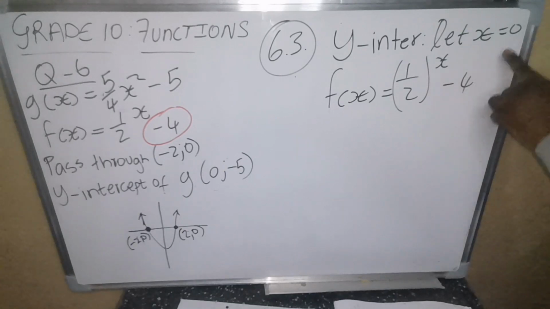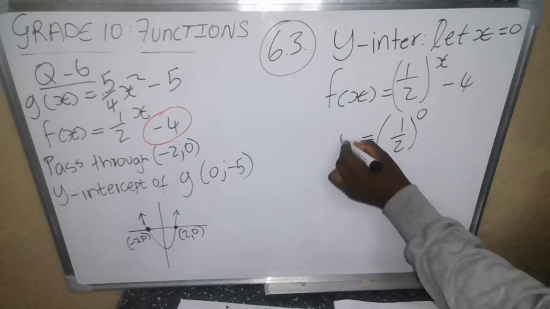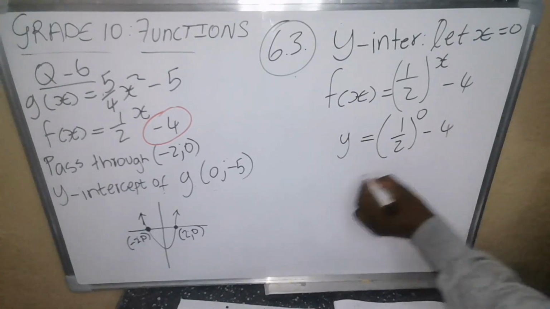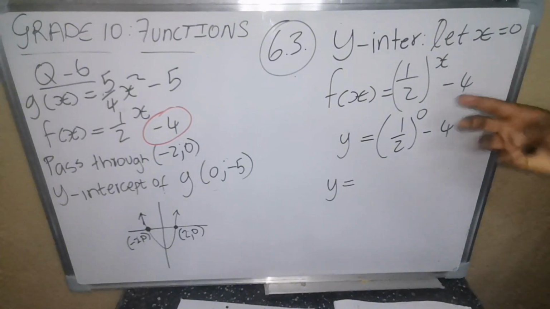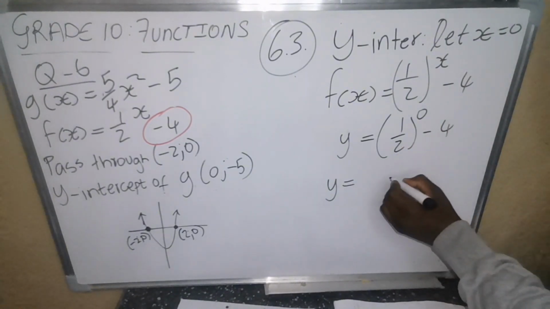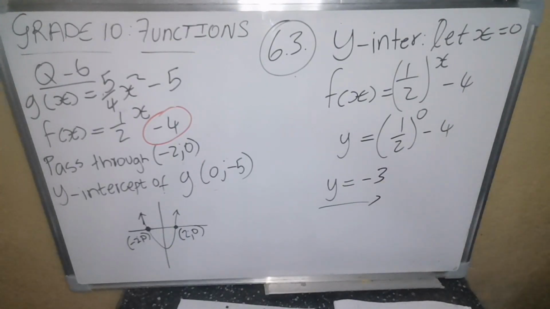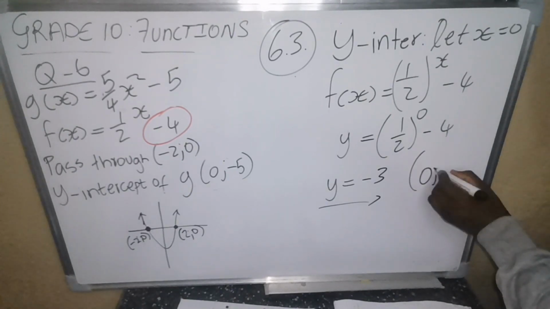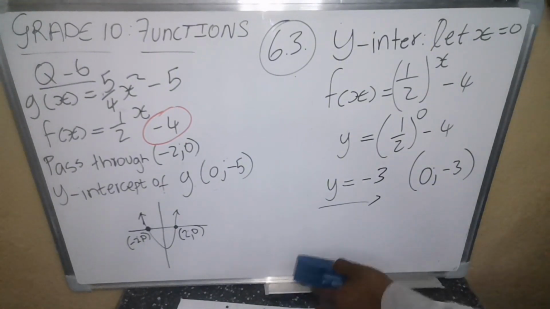Okay, I let x be equal to 0. So I'm going to have (1/2) to the power 0 minus 4. Any number to the power 0 gives 1. Now it's 1 minus 4, which is -3. You can put that on a calculator and it's going to give you -3. Therefore, the coordinates of our y-intercept are (0, -3). Are we clear, guys? I hope we are clear.